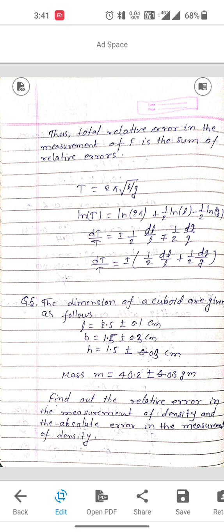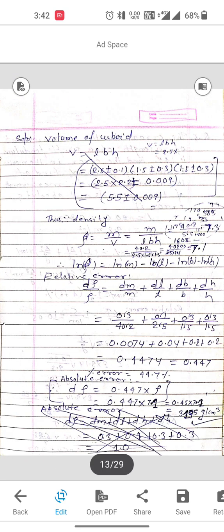The dimensions of the cuboid are given as follows: L is this, B is this, and mass is this. Find out the relative error in the measurement of the density and the absolute error in the measurement of the density. The density equals mass by volume, that is mass by L B H. That is equation 1. Now ln rho is ln m minus ln L B H. d rho by rho equals dm by m plus dl by l plus db by b plus dh by h. That will come out to become 0.447. Percentage error will be 44.7%.